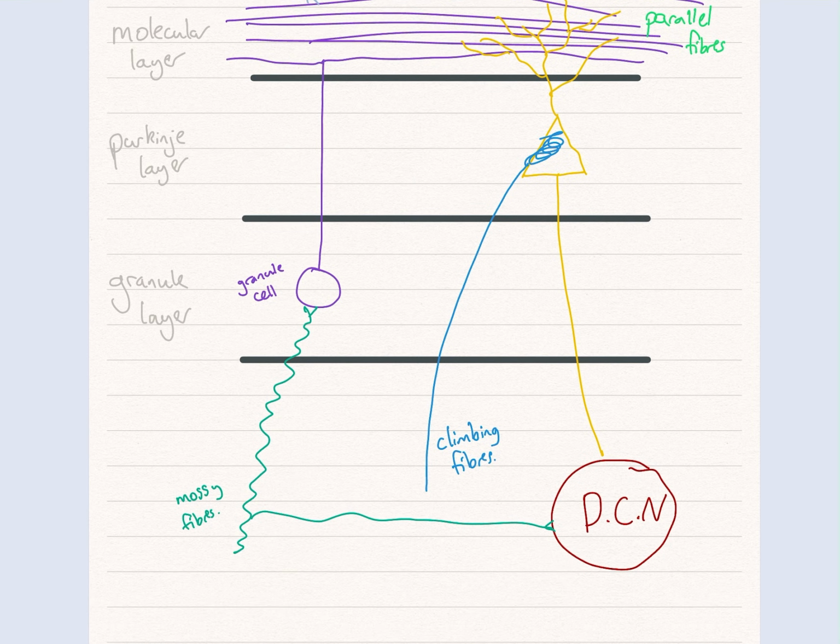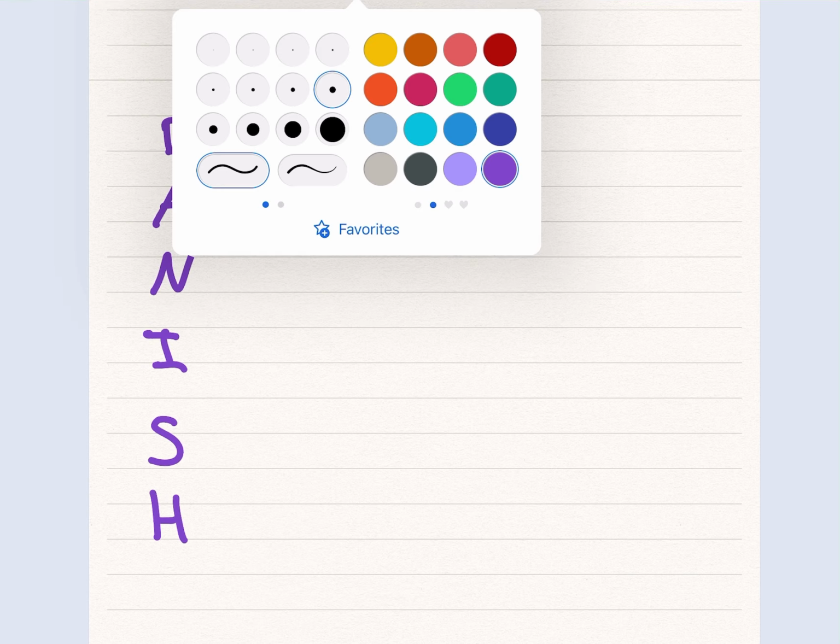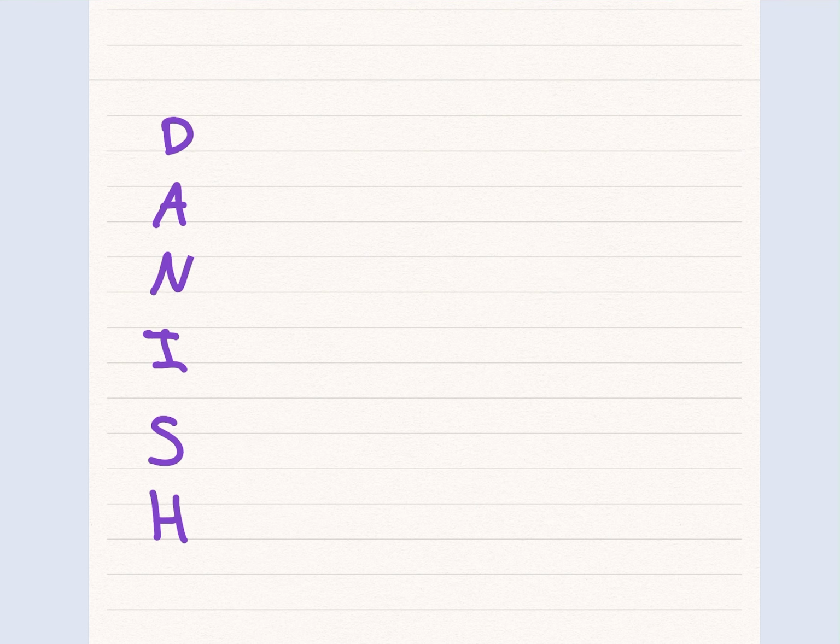Then the next thing to go over is DANISH. DANISH is just a mnemonic for different cerebellar signs. And this is just some of the clinical signs that you'll see. The best way to learn this is simply going through YouTube and finding videos to see what it actually looks like. So the first one is dysdiadochokinesia.